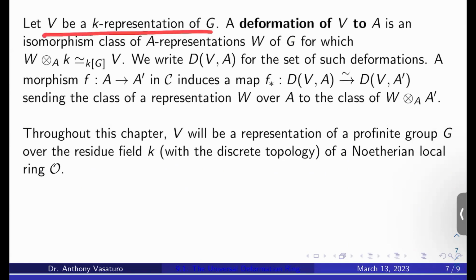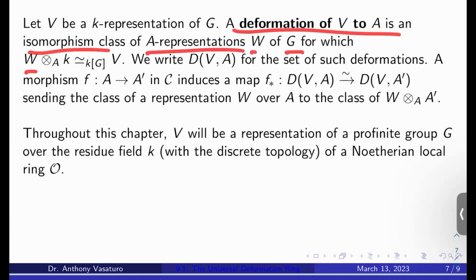Let V be a K representation of G. A deformation of V to A is an isomorphism class of A representations W of G, for which W tensored to K over A is isomorphic over K[G] with V. So that's exactly what you think it's going to be. We'll write D_V(A) for the set of such deformations.